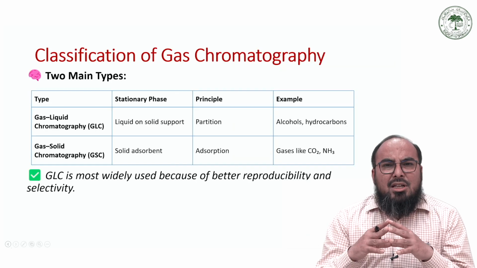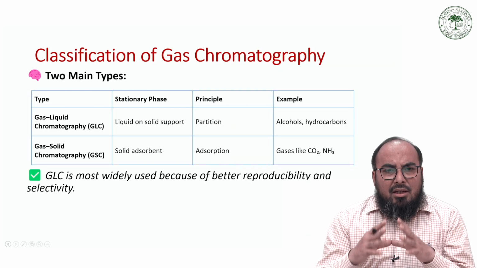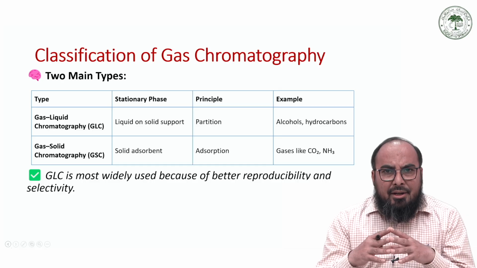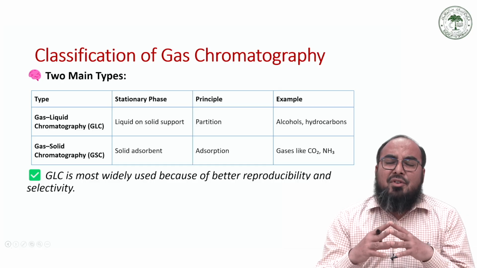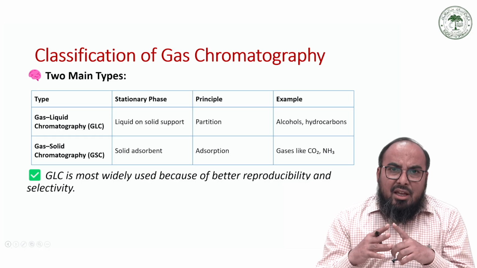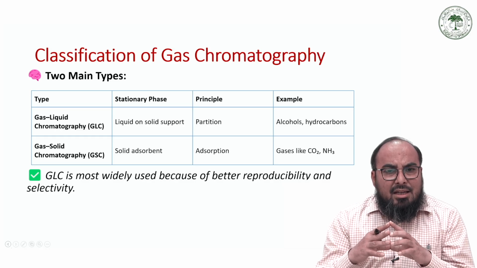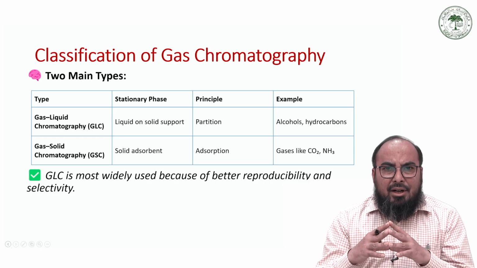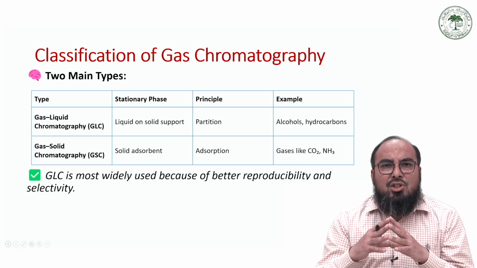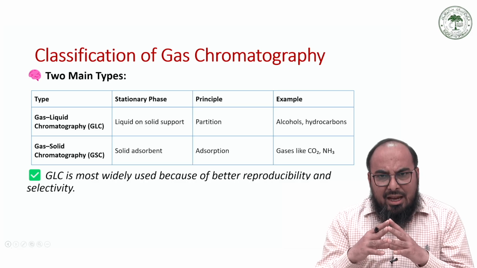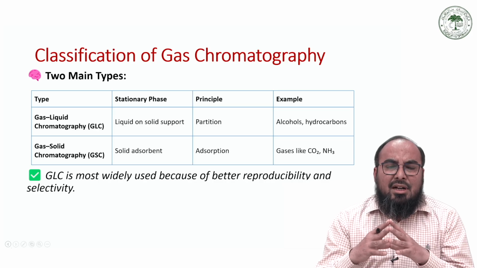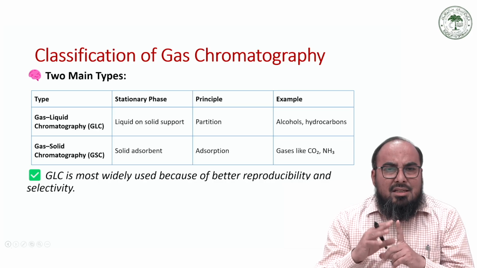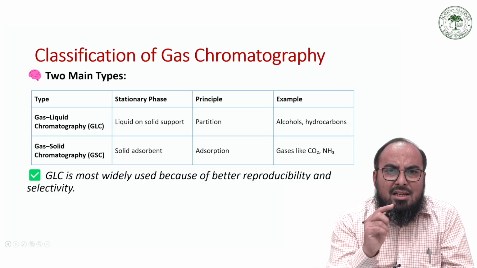Okay, broadly speaking, gas chromatography can be classified on the basis of the nature of the stationary phase. For example, if the stationary phase is simply a liquid immobilized on the solid surface, then we call it gas liquid chromatography, that is GLC. In simple words, it can also be said as the GC.